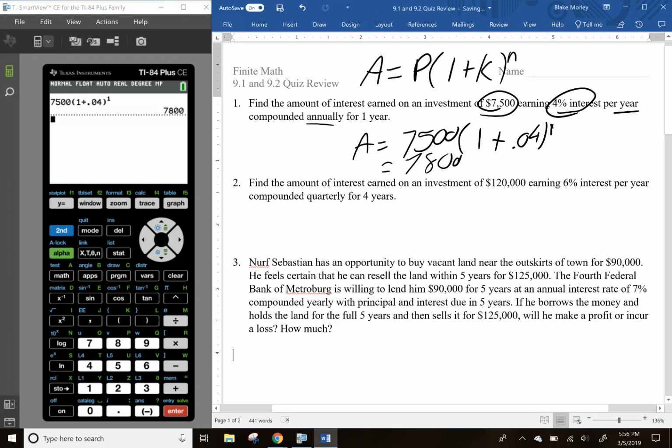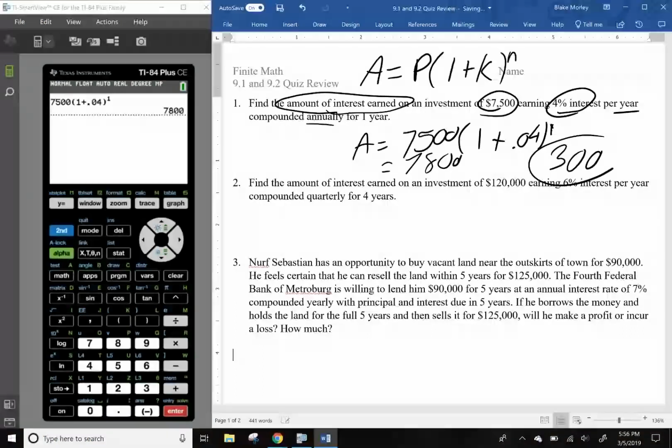So the answer is not 7,800. The answer is how much interest did I earn? $7,500 accumulated into $7,800, so I gained $300. That $300 was the interest that was paid. I still had the original $7,500, but I got $300 just from interest. So be aware of the answer to that question: you are finding the difference between what you gained and what you started with.